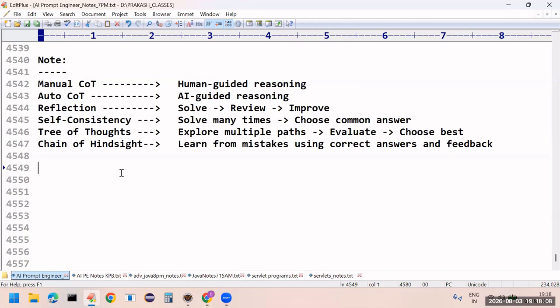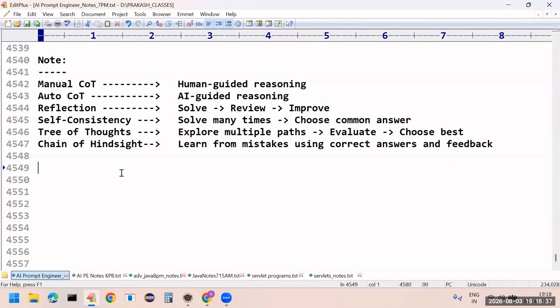Then we have also seen chain of hindsight. What is chain of hindsight? Learn from the mistakes. Using the corrected answers, since the damage has already happened, next time we are not required to repeat it. How do I improve that? That we have seen. Even the majority of students were absent for that, so you can refer to the video.